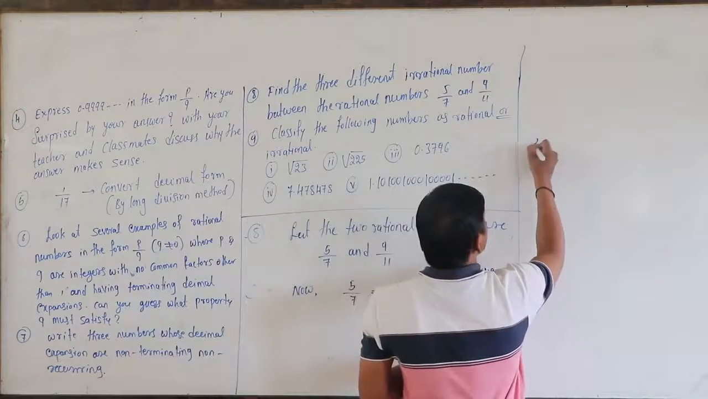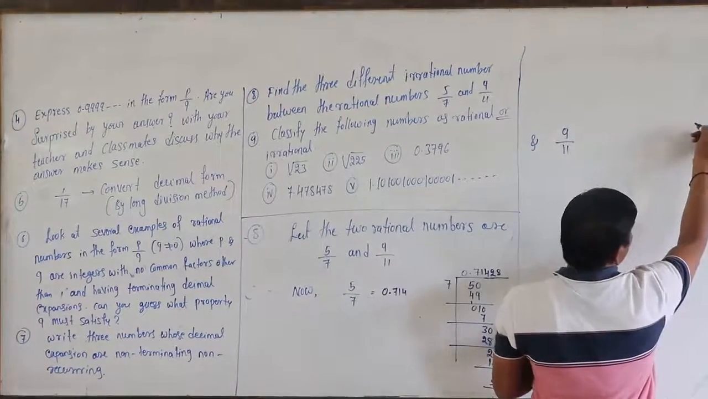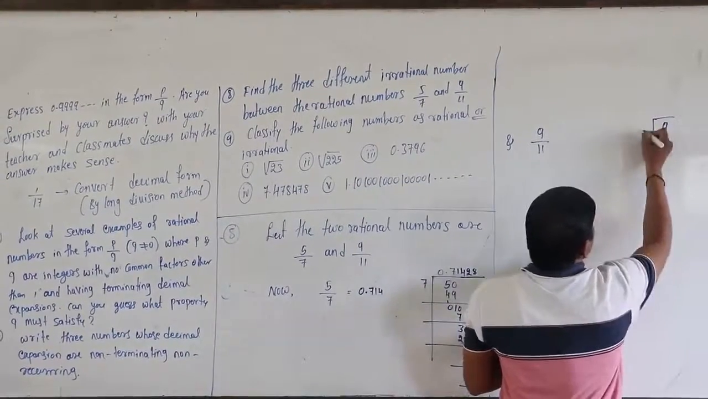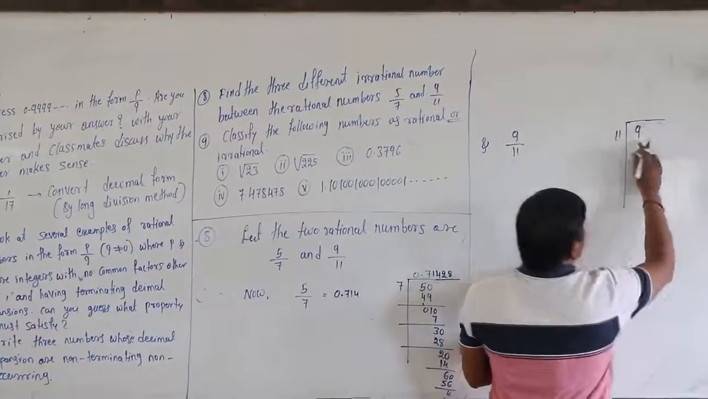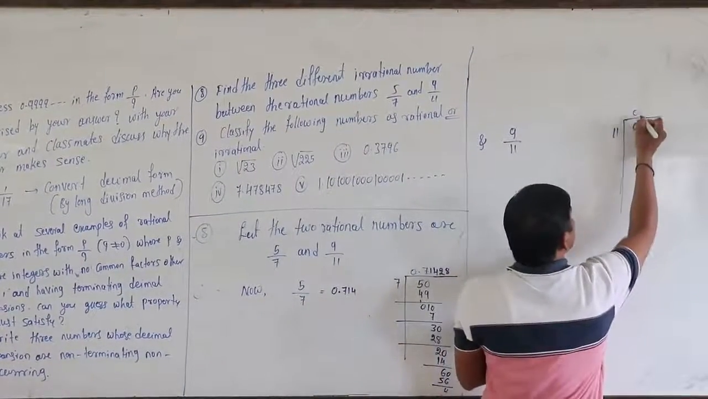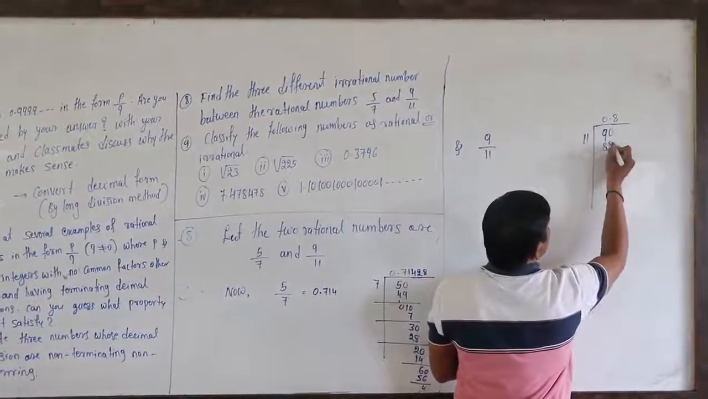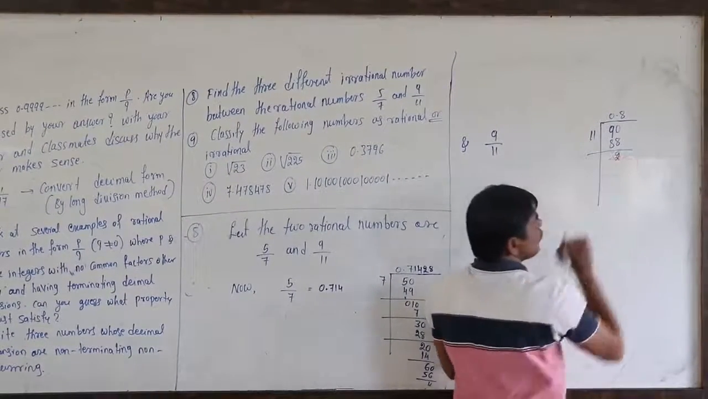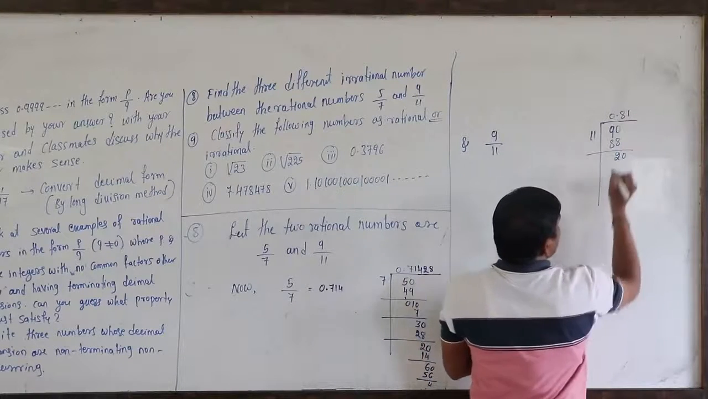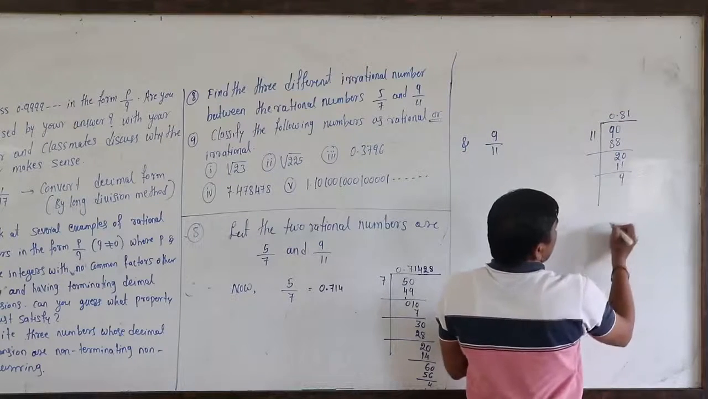The value is 9 by 11. Again, by using the long division method you have to follow it. Again the 9 is smaller than 11. You take a point and 0. 90 is formed. 8s are 88 and the remainder becomes 2. Again you take a point and 0. 1s are, now the remainder becomes 9.